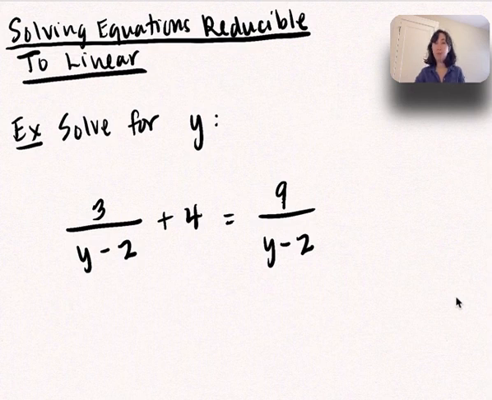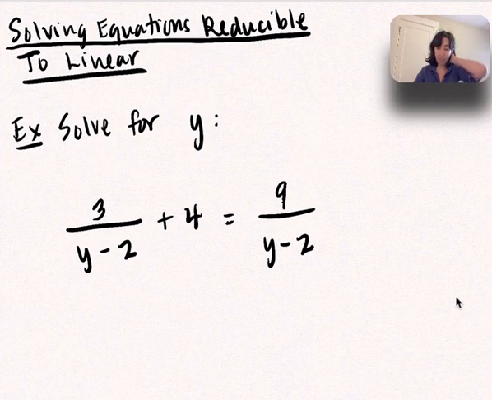We're going to, in this video, solve an equation reducible to linear. So what does it mean to have an equation that's reducible to linear? It means that the equation that you start with, if you do a little bit of algebra to it, turns into a linear equation, which you then know how to solve. So let's take a look at this example here.